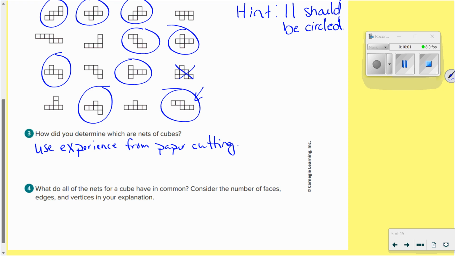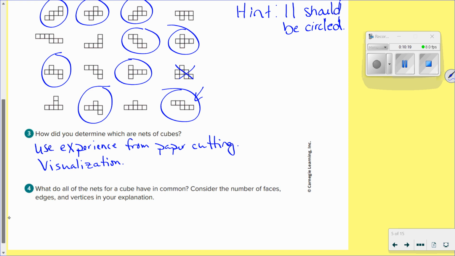What other techniques did you guys use? Yes. Visualization. That's actually, to me, one of the biggest ones. You can use visualization and mentally fold it up. You can actually see where each of the pieces is going.